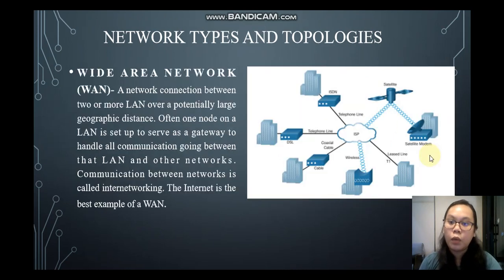Wide area network or WAN. A network connection between two or more LANs over a potentially large geographic distance. Often one node on a LAN is set up to serve as a gateway to handle all communications going between the LAN and other networks. Communications between networks is called internetworking. The internet is the best example of one.